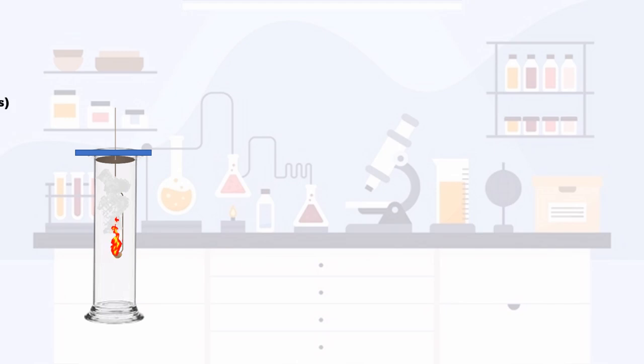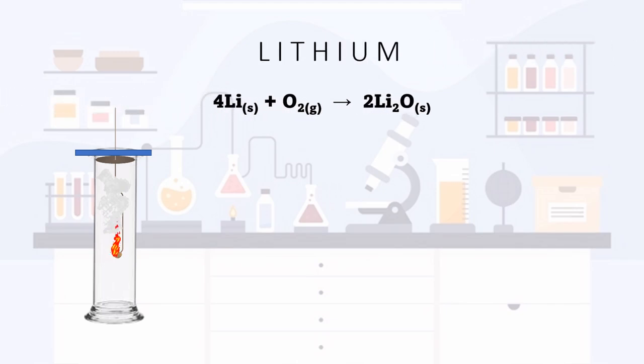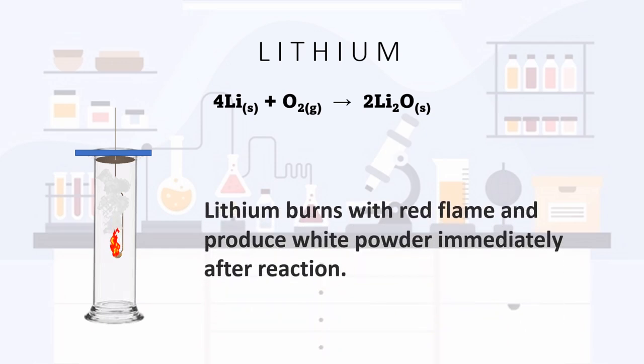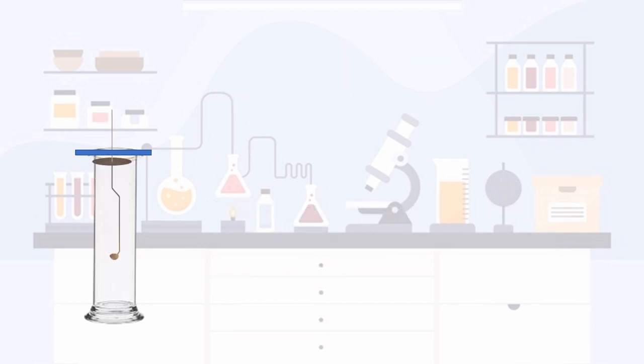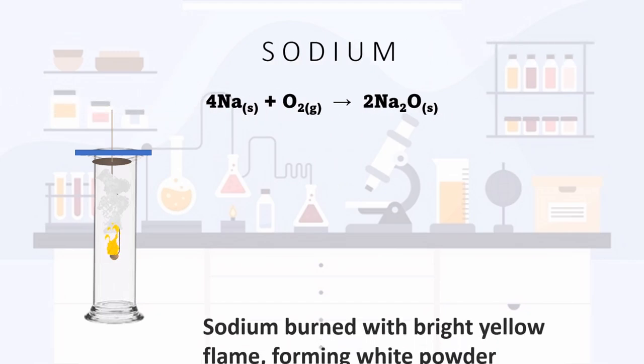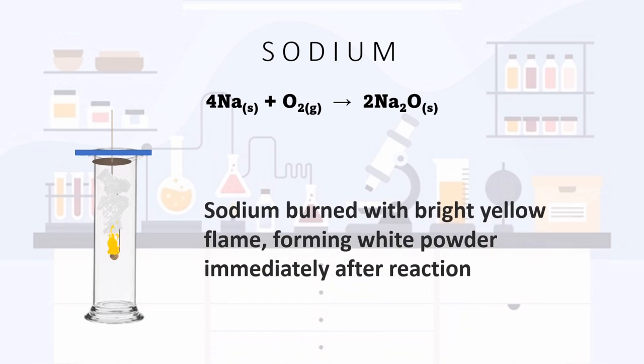When lithium reacts with oxygen, it will produce lithium oxide. Lithium burns with a red flame and produces white powder immediately after reaction. When sodium reacts with oxygen, it will produce sodium oxide. Sodium burns with a bright yellow flame, forming white powder immediately after reaction.